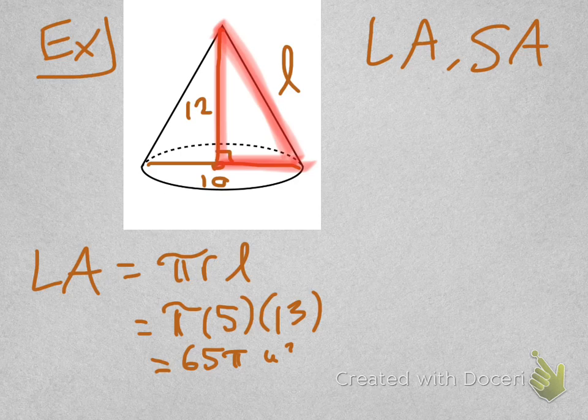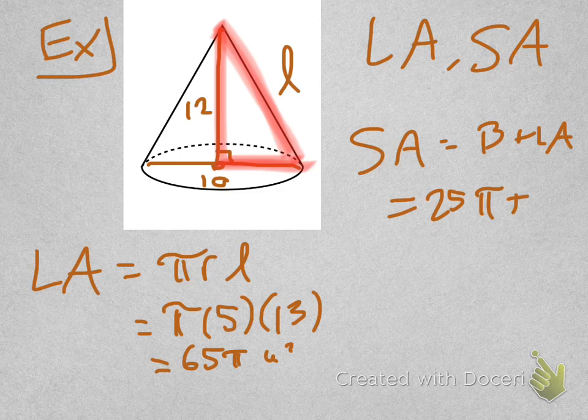The surface area is just the base plus the lateral area, which again is pi r squared, or 25 pi, plus 65 pi, as we just solved for, which is 90 pi units squared. Okay? So that's kind of the mechanics of it. It's pretty straightforward. The only thing that can be tricky is solving for L on the cone and using the apothem and possibly the radius, etc., going back to regular polygons on a pyramid. Those are the only really tricky parts.